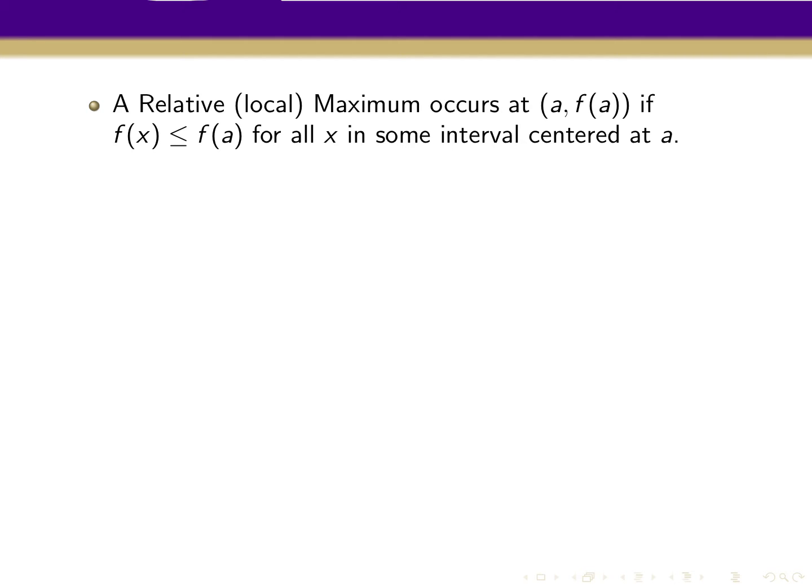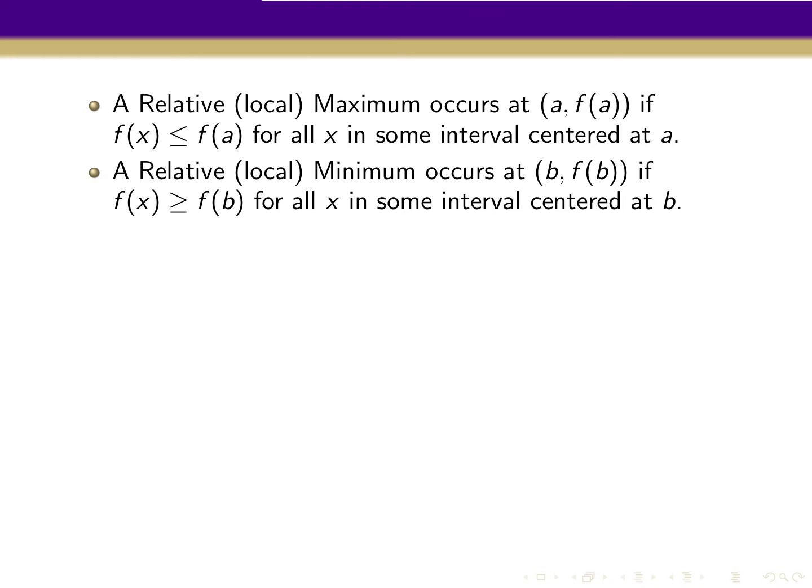So what is a relative maximum? Relative, sometimes called a local maximum, occurs at some point f(a) if around that x value a, f(a) is at least as big as all the other function values. So f(a) is greater than or equal to f(x) for all other x in some interval centered at a. And a minimum is just sort of the opposite of that.